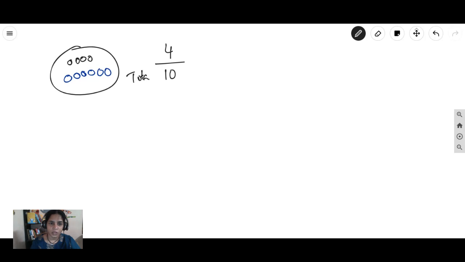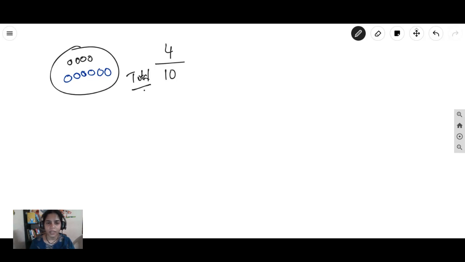So this talks about the black color beads, right? Now, percentage is the same way. It talks about out of the total, but the only thing is the total is not some other number, it's 100. That's all. So now we say 4/10 of it is black color.